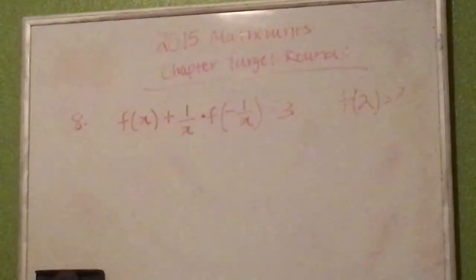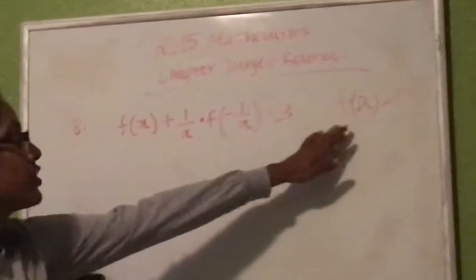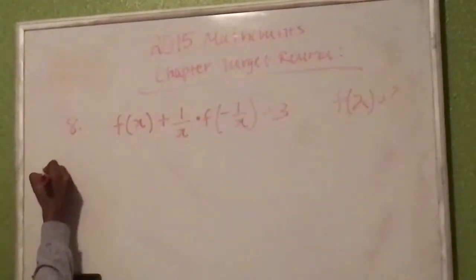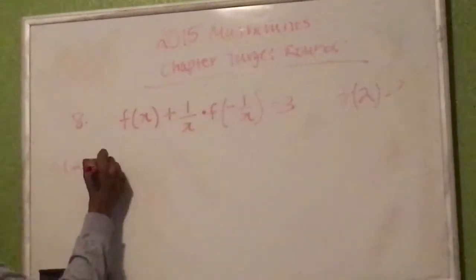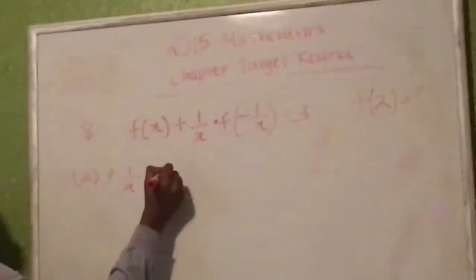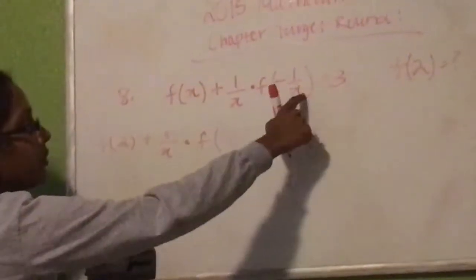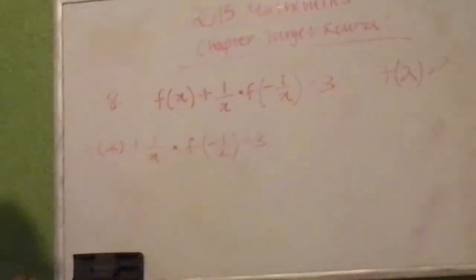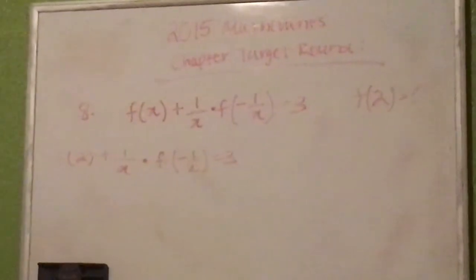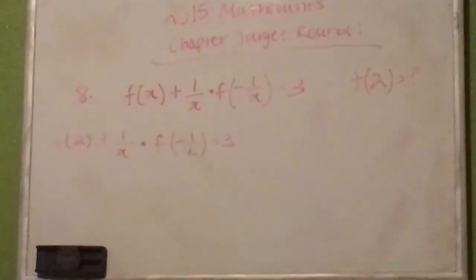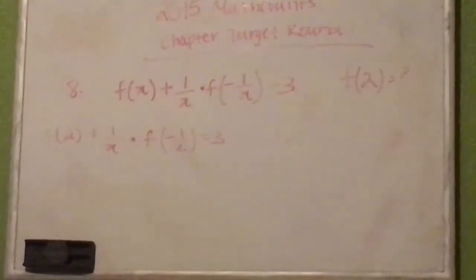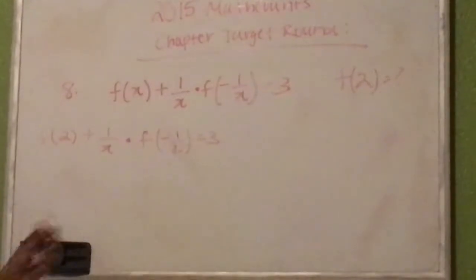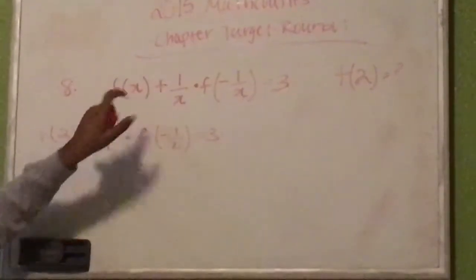So what I'm going to do first is, because they asked for f(2), I'm going to plug that into the equation that they've given. So f(2) plus 1 over x times f of negative 1/2 equals 3. But I see that I have a problem because I don't know what f(-1/2) equals. So to find f(-1/2), I'm going to plug negative 1/2 into this equation.